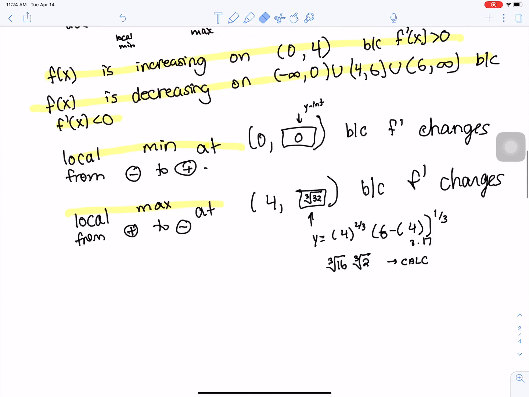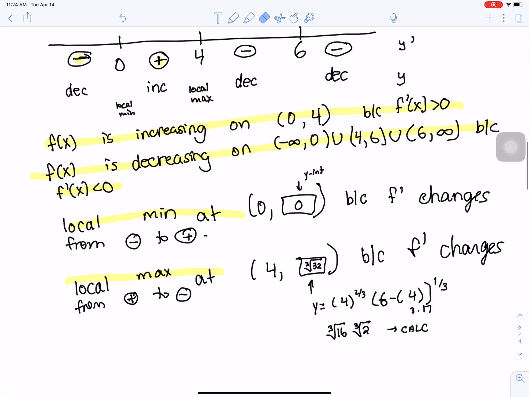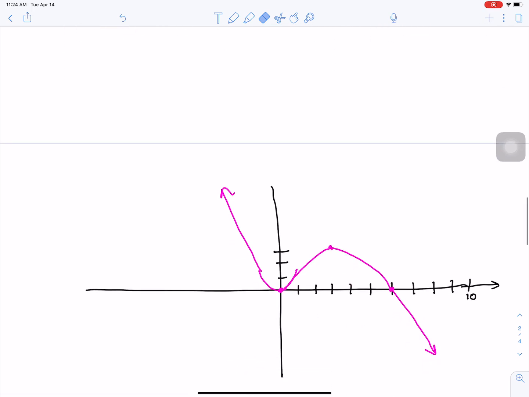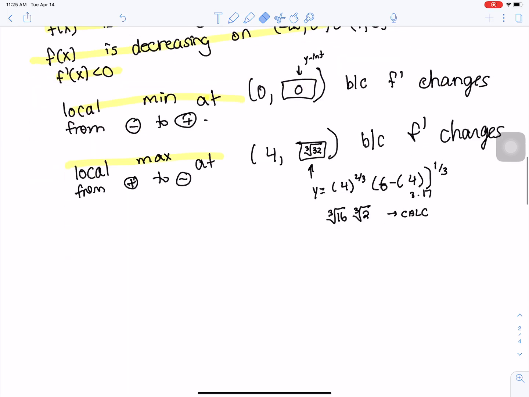But again, let's check some information. It's only increasing from 0 to 4. This part of the graph has a negative trend, so that's decreasing. It increases up to the max, then decreases for the remainder of the graph. So that part matches up. I'm going to get rid of that. And then there's my local max and min.